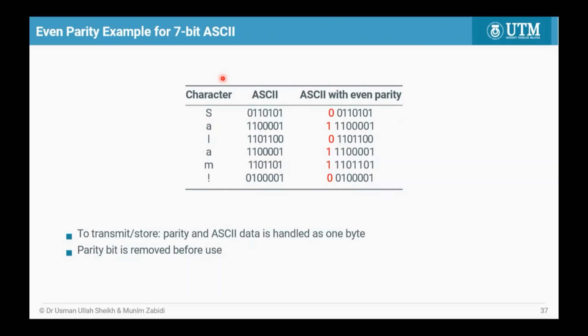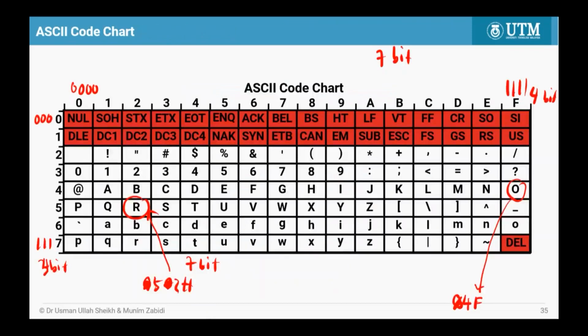So this parity bit is removed before it is used. Before this goes to the decoder, it will be removed first, and after that it will translate based on these tables kat sini. So contoh kat sini, if you see here, this is capital S. Capital S is 0110101. If you look at this table here, where is the capital S? So this is the capital S.